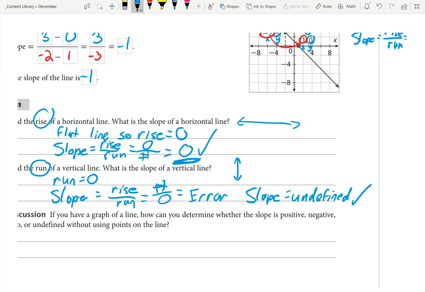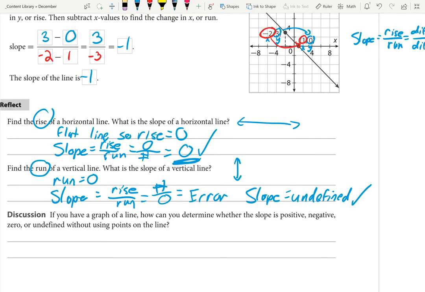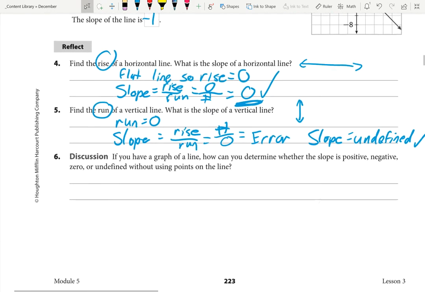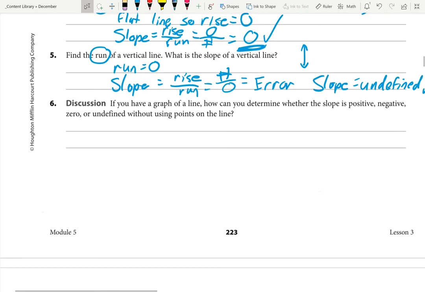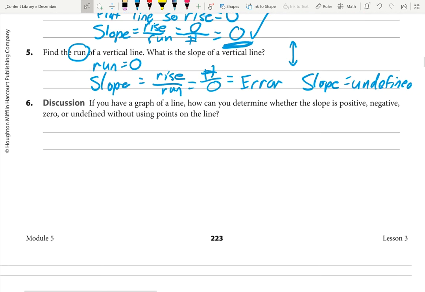So a horizontal line has a slope of 0 because it's flat. A vertical line has a slope that's undefined, a slope that doesn't exist, because it's going straight up and down. If you have a graph of a line, how can you determine whether the slope is positive, negative, 0, or undefined without using points on the line?